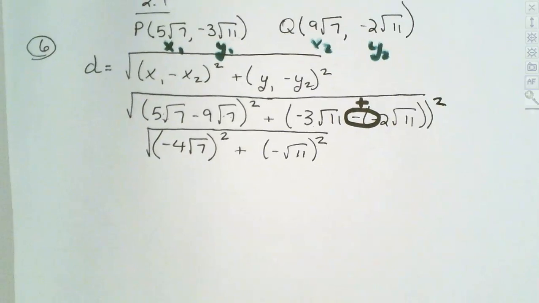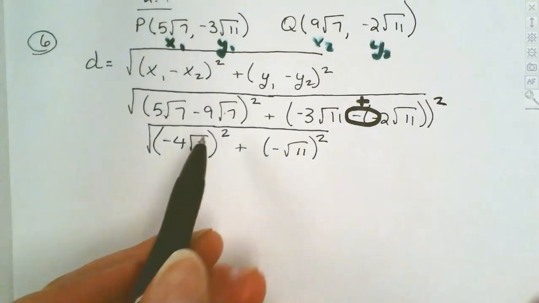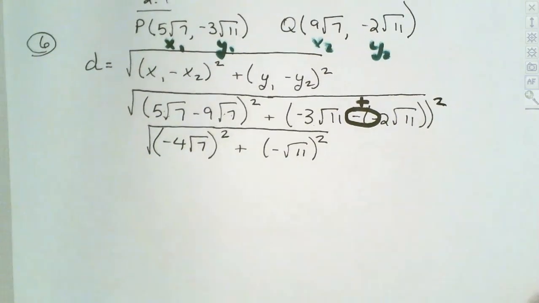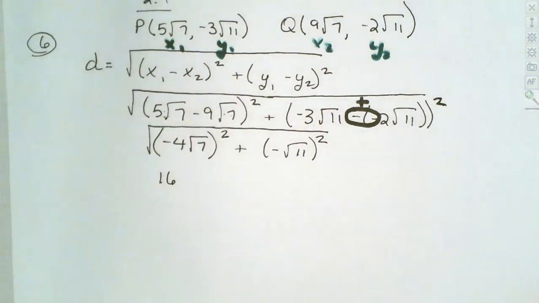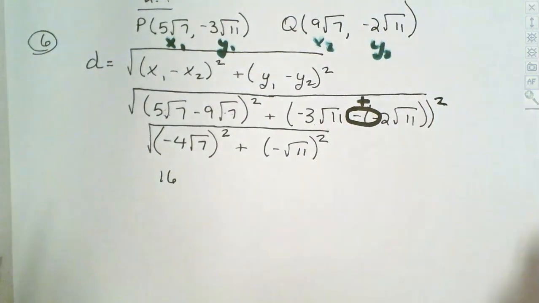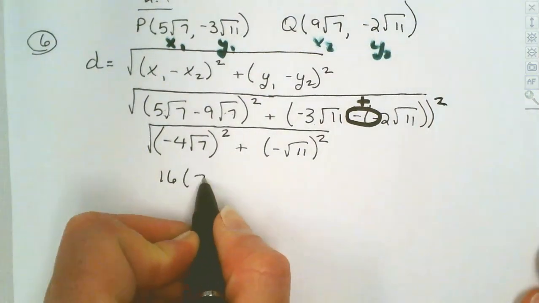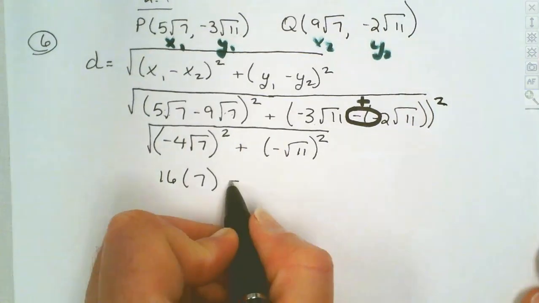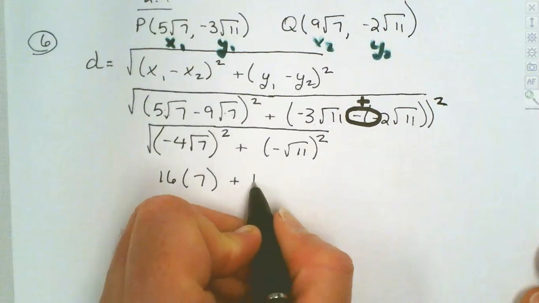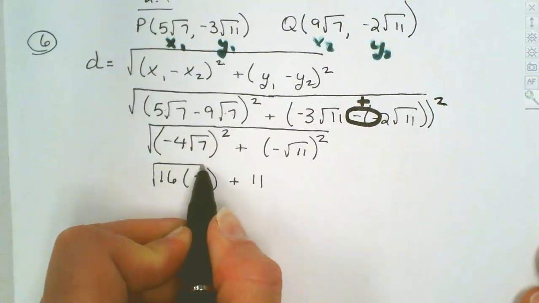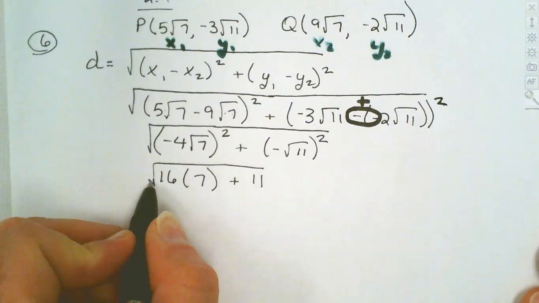Well, next we're going to go ahead and square. And what happens when we square that negative 4? Well, that negative 4 becomes a positive 16. And when we square that square root of 7, it just becomes a 7. And then we've got the square root of 11 squared, so that's just going to be a positive 11. Now we can break that up.